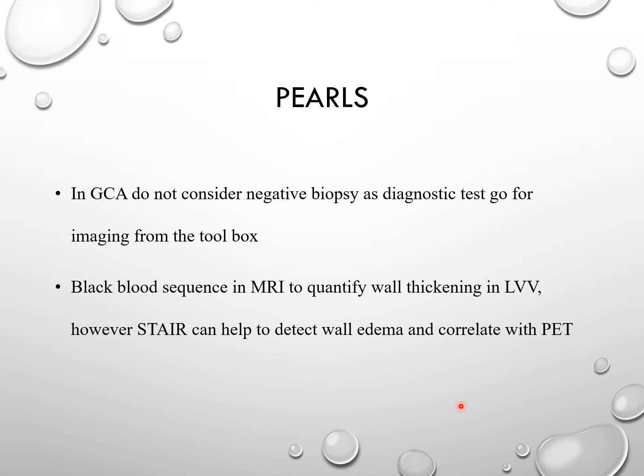So as we confirmed previously, don't consider biopsy as the only tool for the diagnosis of giant cell arteritis. You can use other tools from the box, as ultrasound and PET CT can also be helpful. There is another interesting sequence, black blood sequence in MRI, which can also help in large vessel vasculitis. It can help identify vessel wall edema, as well as vessel wall vasculitis, which was found to correlate with PET CT.